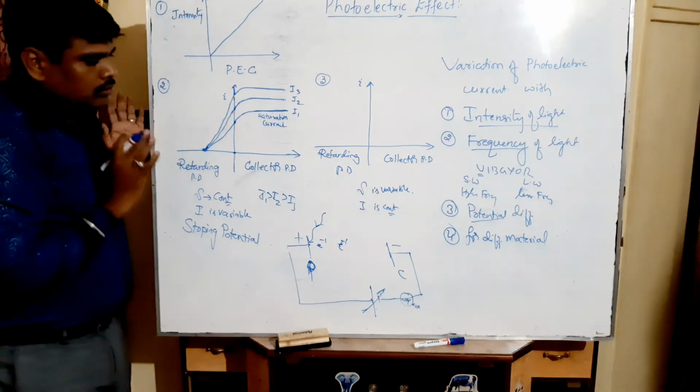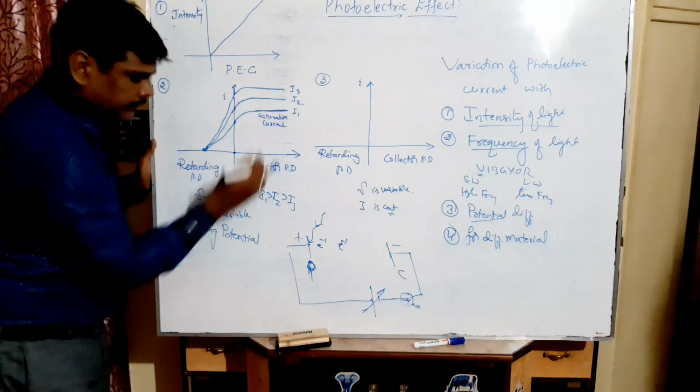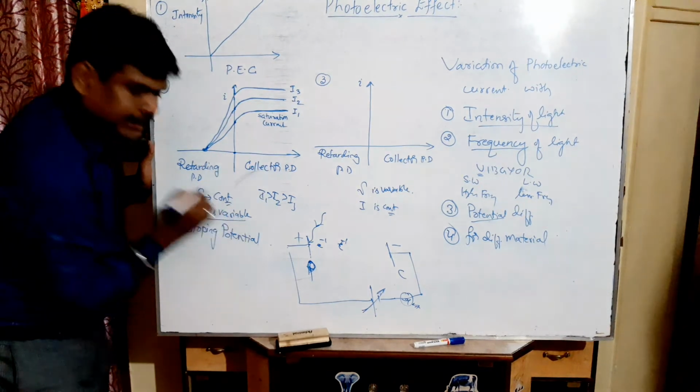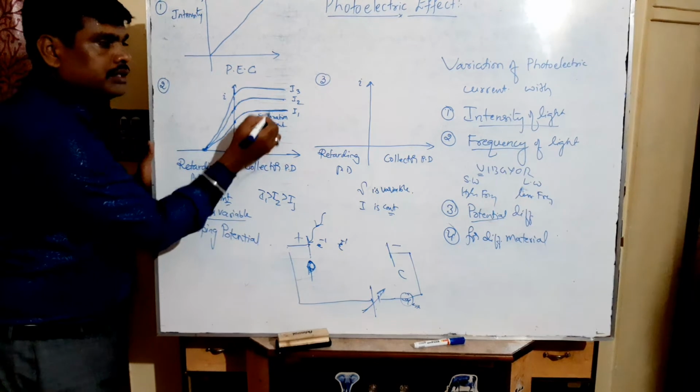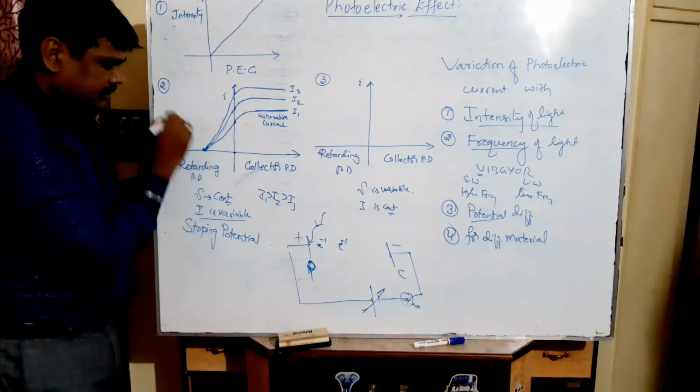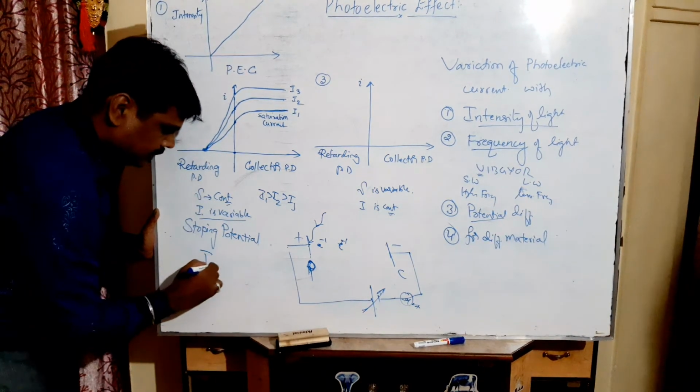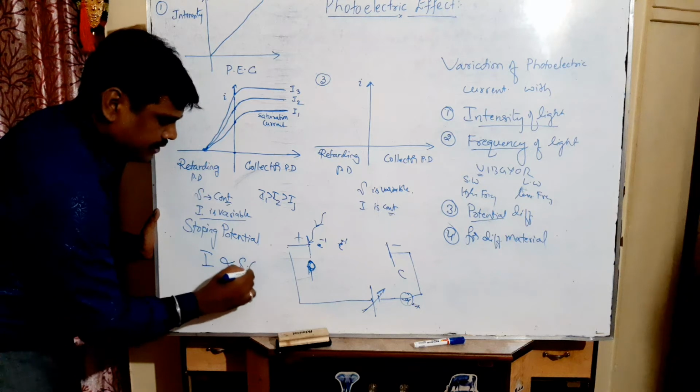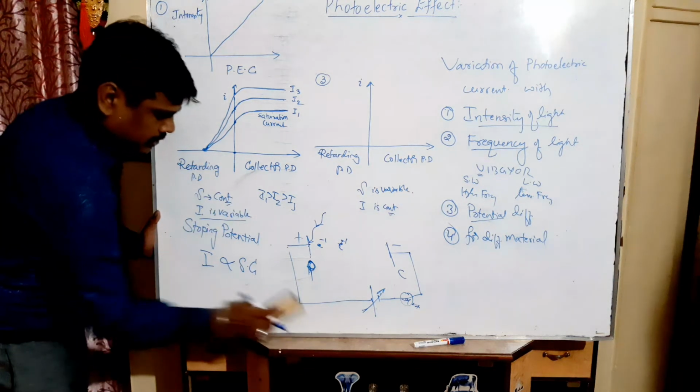So here what we are observing is that if the intensity of the light increases, the saturation current also increases. This clearly says that the intensity of light is directly proportional to the saturation current.